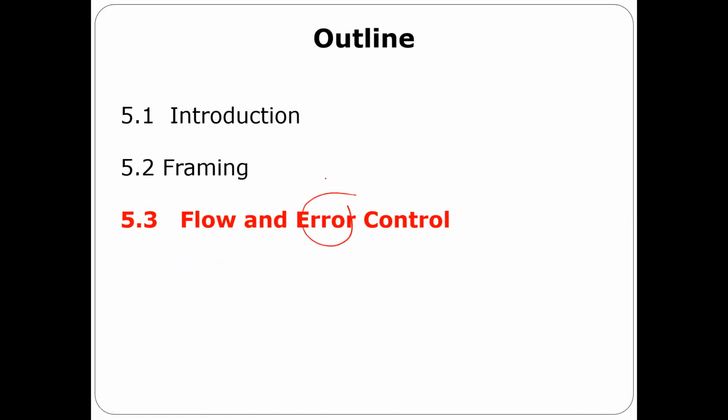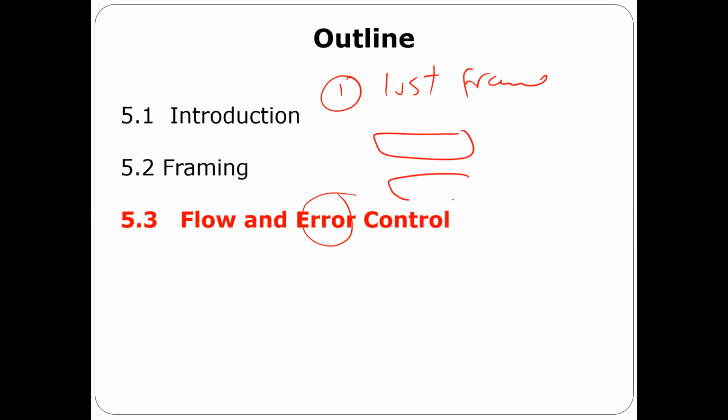What kind of error can we have? Okay. So number one, maybe a lost frame. For example, I have 1 frame, 2 frames, 3 frames. I want to transmit the 3 frames, but you only receive 2. This frame is lost. This is a kind of error that can happen.